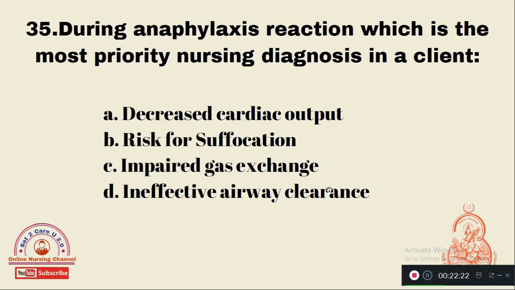Question number 35. During an anaphylaxis reaction, which is the priority nursing diagnosis in a client? Option A, decreased cardiac output, B, risk for suffocation, C, impaired gas exchange, option D, ineffective airway clearance. So the priority nursing diagnosis in anaphylaxis reaction will be option D, ineffective airway clearance. After that, risk for suffocation is the second priority. Because of laryngeal edema, airway clearance may be impaired.